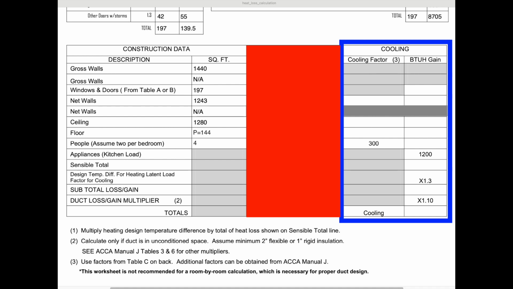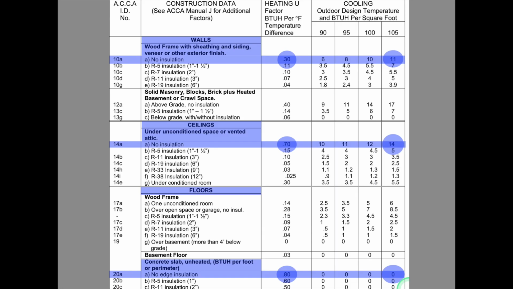Hi everyone. In this video we're going to walk through how to enter the BTU factor for cooling and calculate the total BTU gain on the cooling section. So where are we going to get the wall BTU gain factors and the ceiling and floors? Well, like before, it's on the back of this worksheet. I'm going to go there now and show you kind of how I got the information. I'm highlighting it so you can see exactly how I'm doing it.